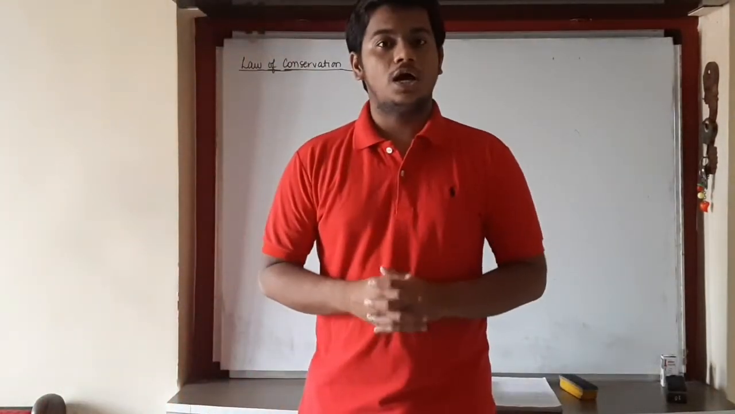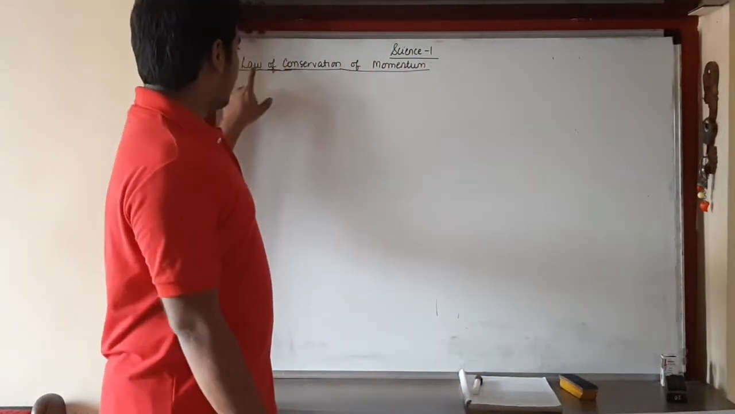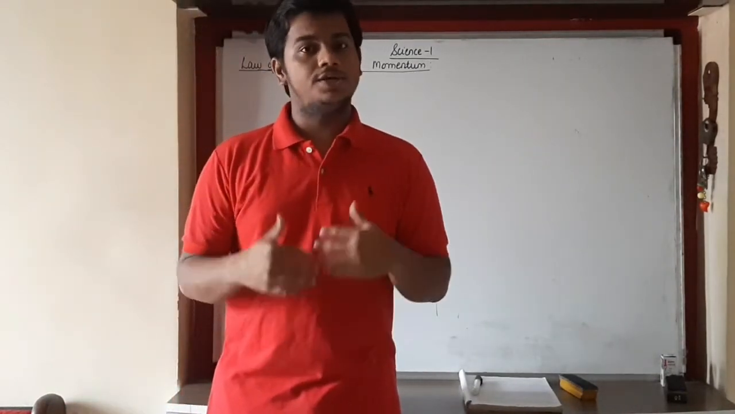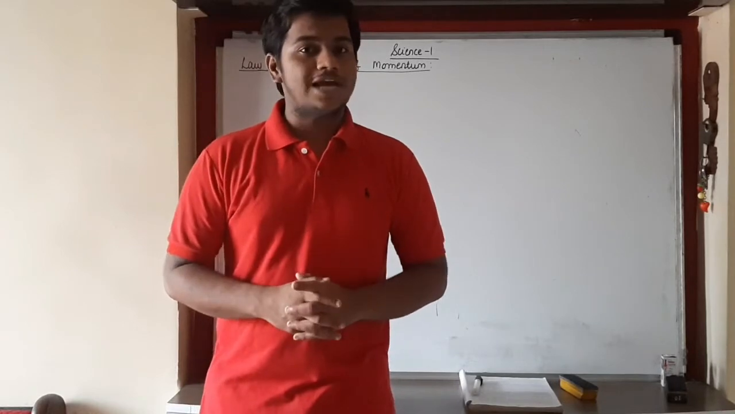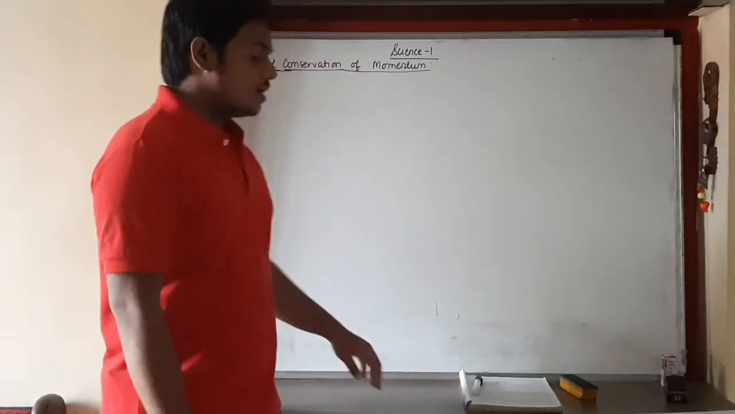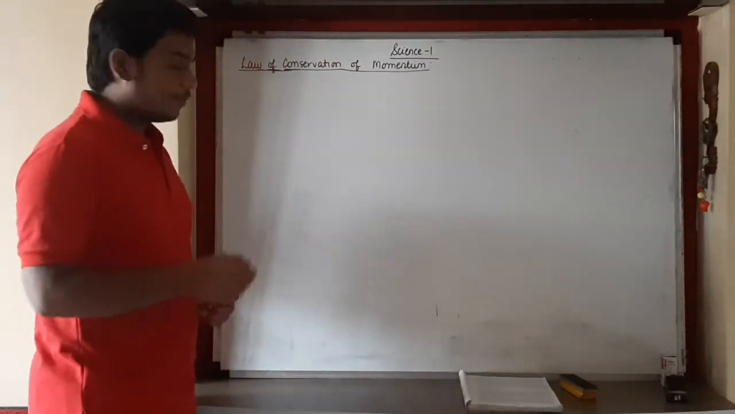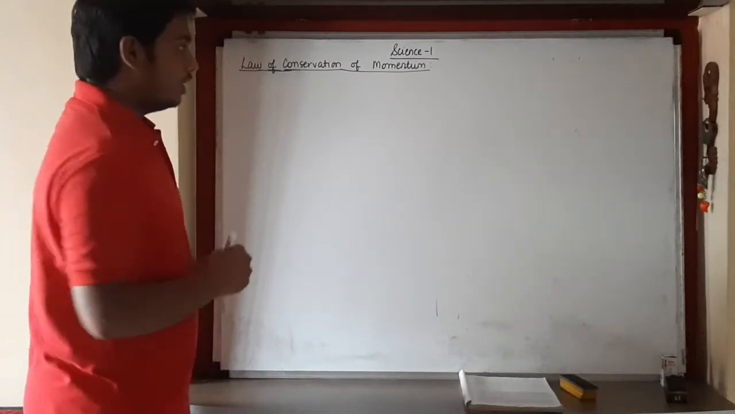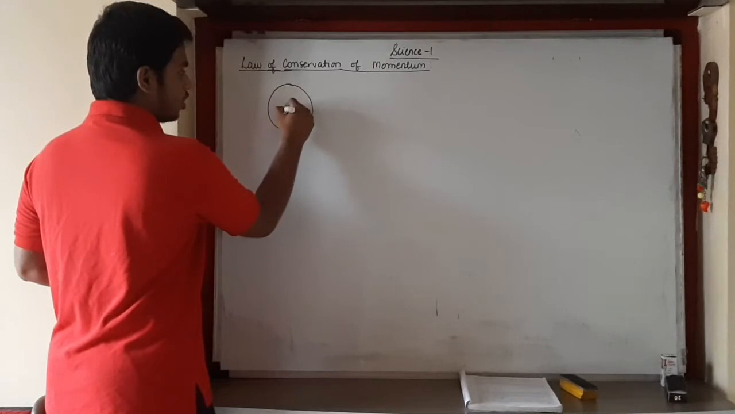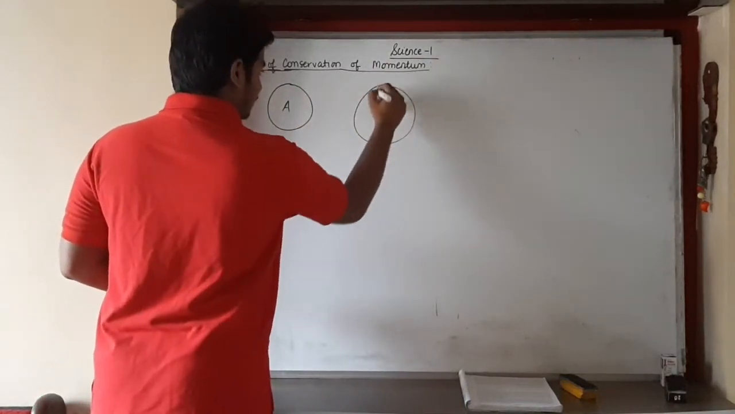Hello students, this particular video is made on the topic law of conservation of momentum, which is a derivation in your Science 1, chapter number 1, which is laws of motion. So let us understand how we can derive an expression for the law of conservation of momentum. For this we will consider two objects. Let us assume the first object to be A and the second object to be B.